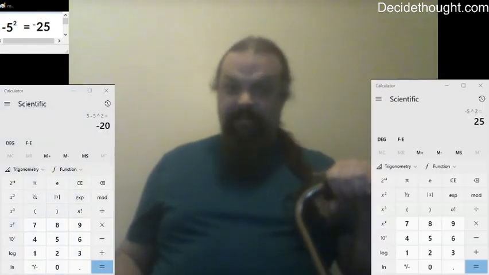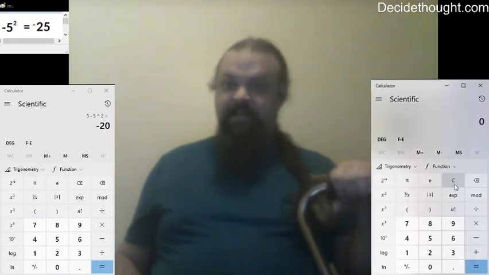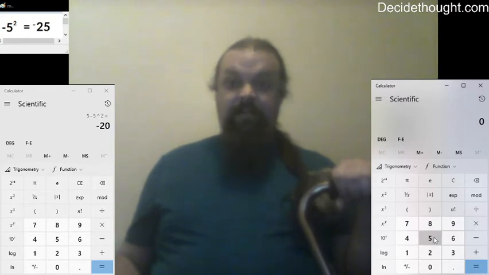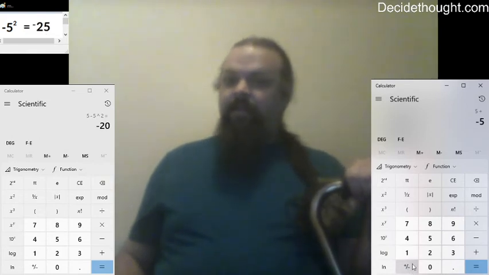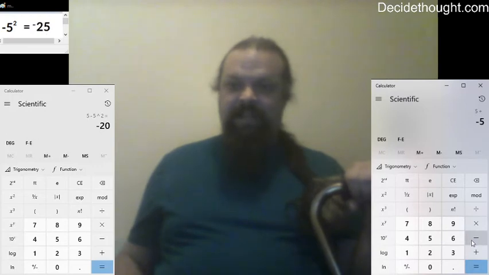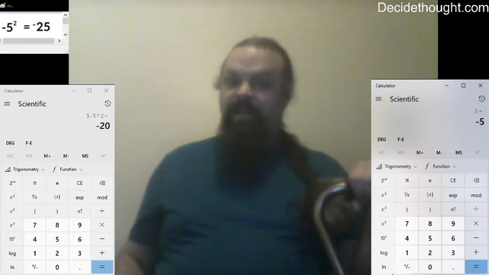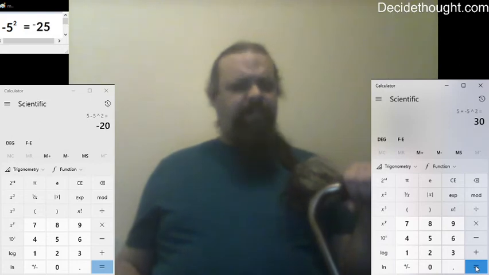So let's take a look at it. Bring up this calculator, clear it out. So we go 5 plus 5 made negative. Remember, you hit the positive negative key, not the minus key. You want the negative value. Then we do to the power of 2 equals positive 30.